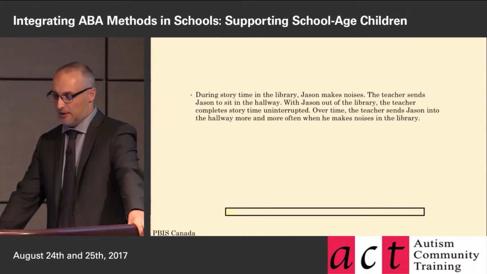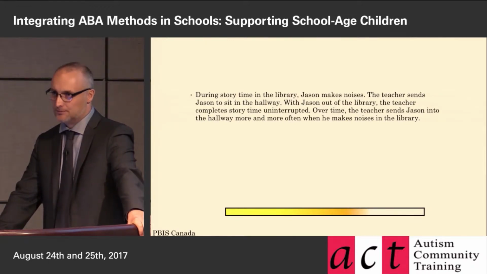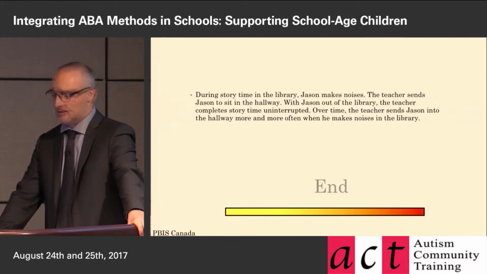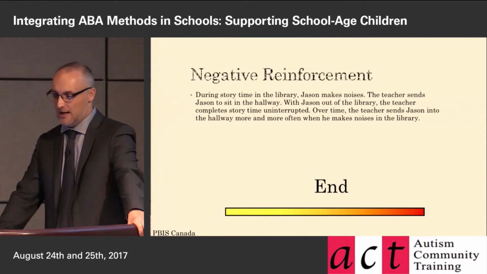During story time in the library, Jason makes noises. The teacher sends Jason to sit in the hallway. With Jason out of the library, the teacher completes story time uninterrupted. Over time, the teacher sends Jason into the hallway more and more often when he makes noises in the library. Think about it from the teacher's perspective here. The teacher is sending him out more and more often, which means you have punishment or reinforcement. You've got reinforcement because your behavior is increasing. Took away that annoyance, that disruption to my class, so you've got negative reinforcement. It's maintaining the teacher's behavior. And this is a very naturally occurring phenomenon.